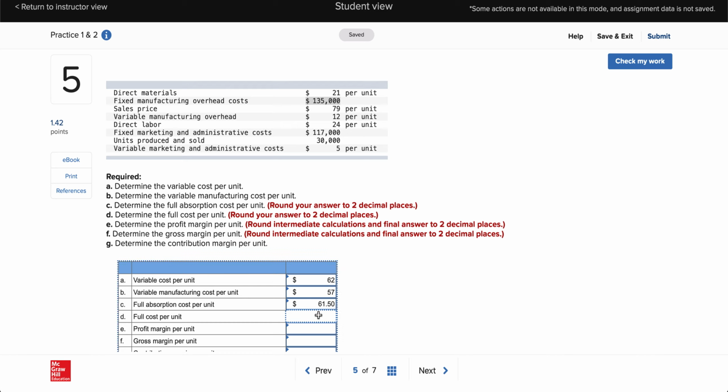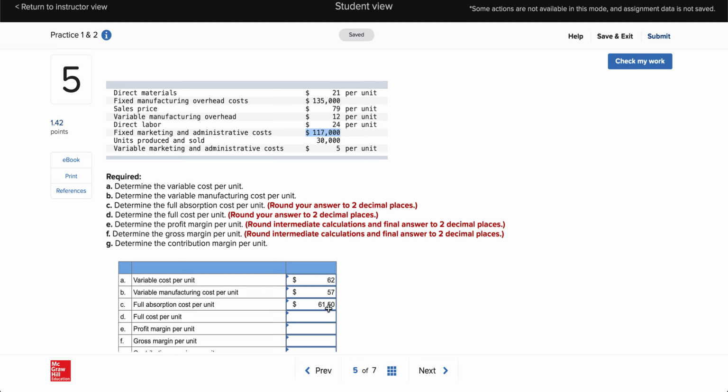So what are we doing here? We have the full absorption cost per unit. What we want to do with that is add to it the fixed marketing, which is given to us as a total amount. We take that, divide it by the 30,000, and that gives us $3.90 per unit. And then we're going to add the $5 for the variable marketing piece. So the full cost per unit is going to be all of those costs, but we have to determine the per unit amounts where any of the fixed pieces are concerned.